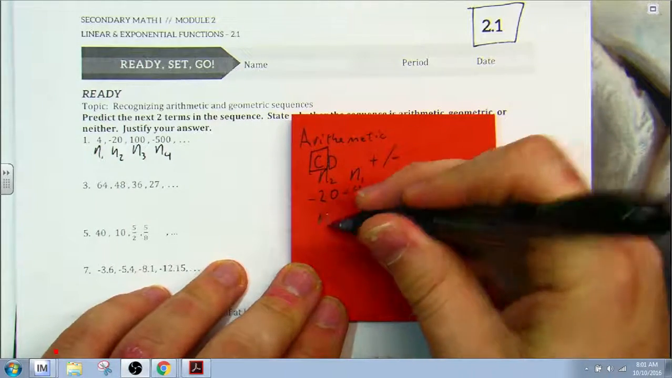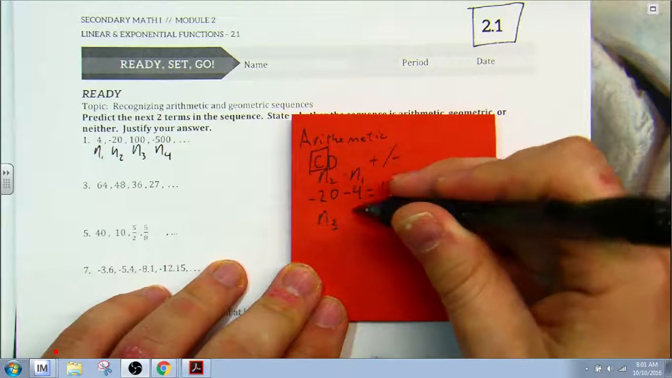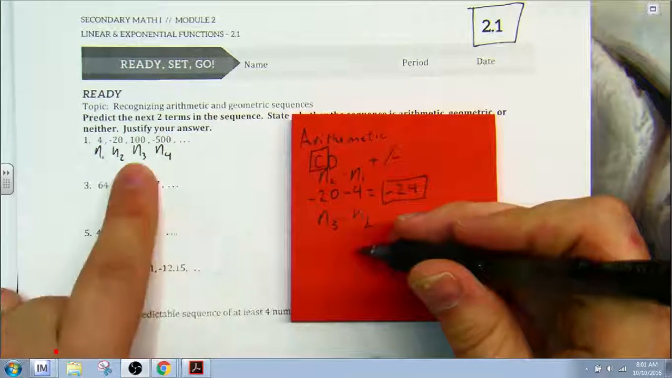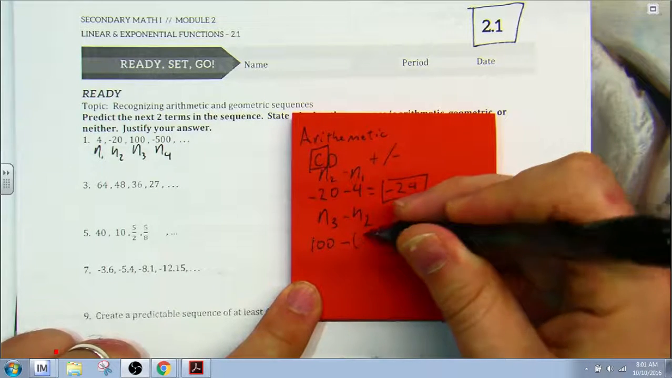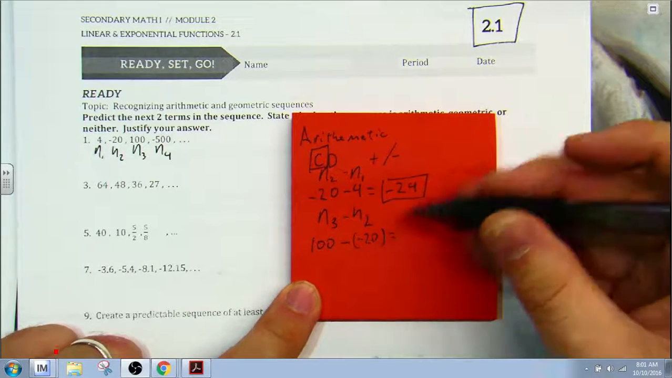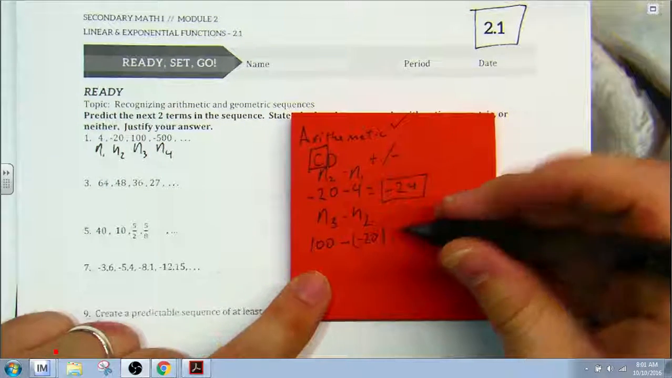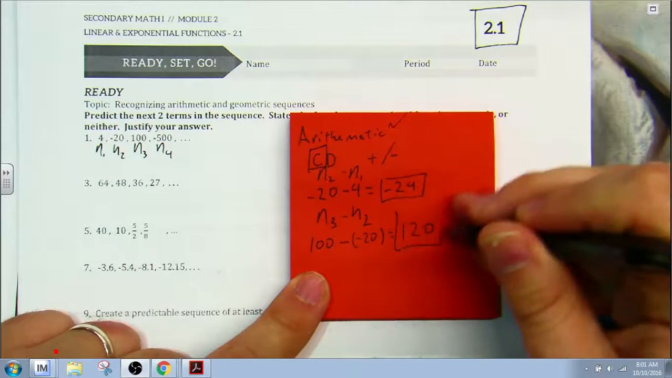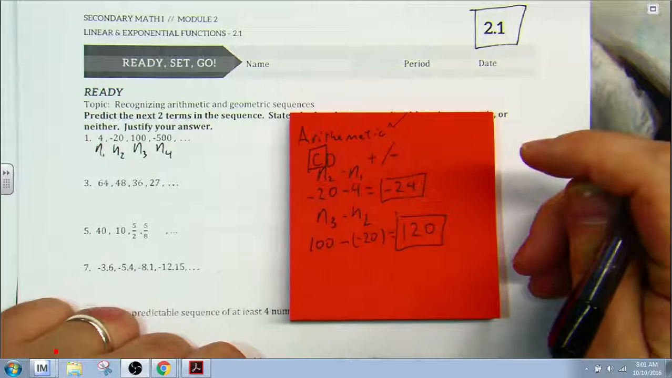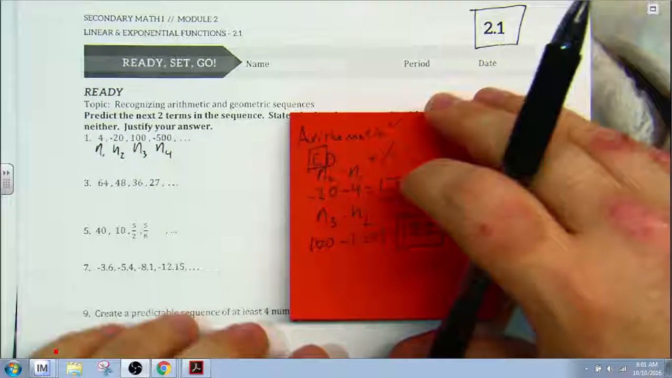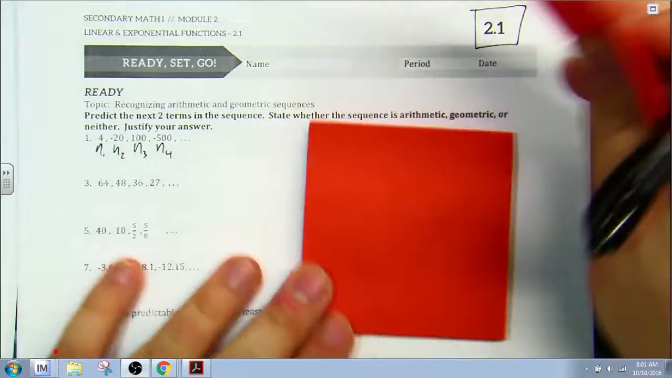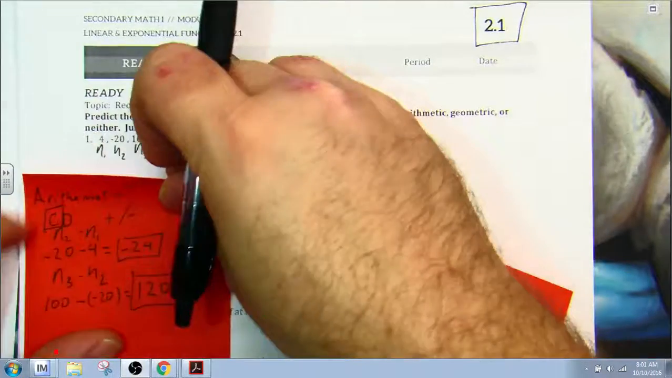So if I do n3 minus n2 here, so if I look at my n3, 100, and I subtract, in this case, a negative 20, it should equal negative 24 if it's arithmetic. And I do that, and I don't get that, I actually get a positive 120. I see I do not have a common difference. Therefore, this is not an arithmetic sequence. I can't just add and subtract 24s to things and hope that it works out. So that's not going to work. But we'll leave this here just in case.